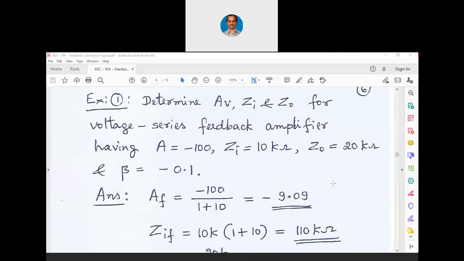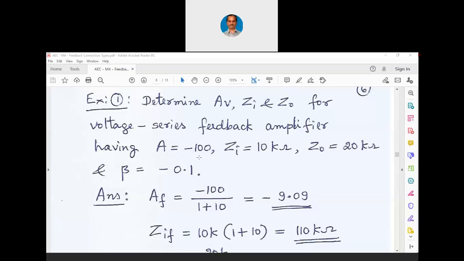Let us have a small exercise now. Determine AV, Zi and ZO for voltage series feedback amplifier having A equals minus 100, Zi equals 10 kilo ohms, ZO equals 20 kilo ohms, and beta equals minus 0.1. Why is A shown as minus 100? Because we already know that in general our amplifier produces 180 degree phase shift. That is why gain is given in negative terms. And beta is again minus 0.1.